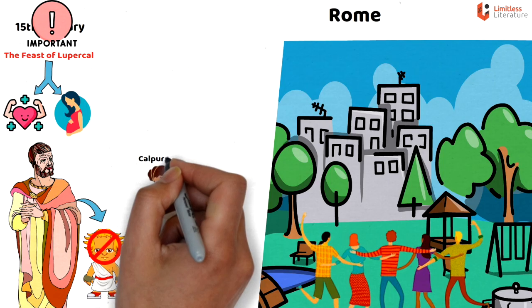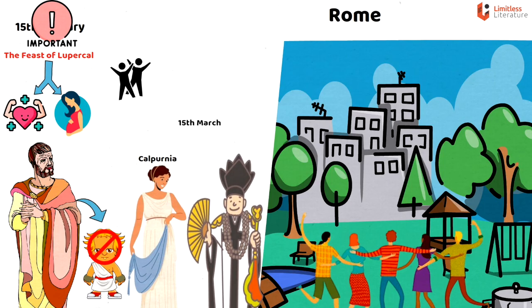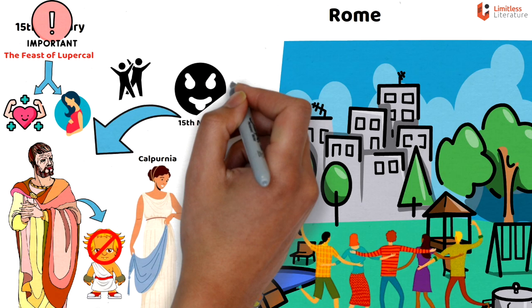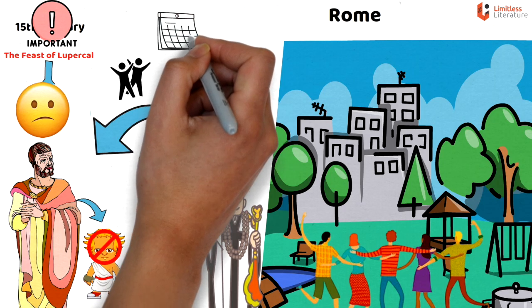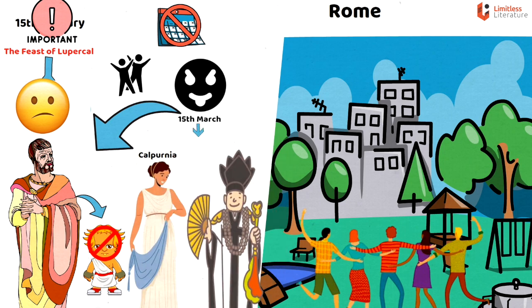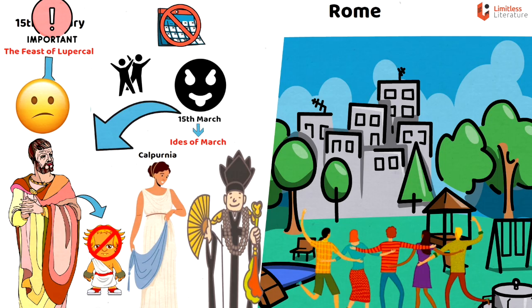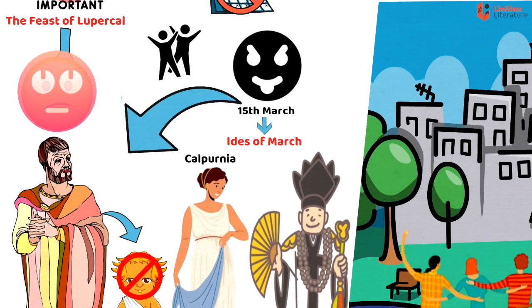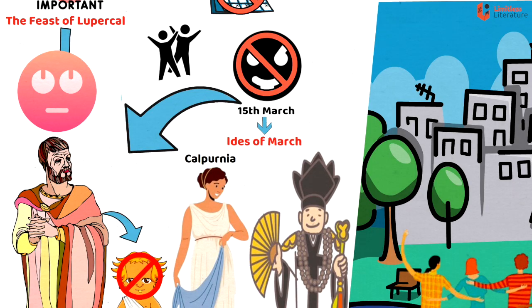Calpurnia. So while they are enjoying the party, a fortune teller appears and says that something bad will happen to Caesar on March 15th. You might be confused about how this day, 15th March, came from. At that time there were no calendars. So that 15th March is also known as Ides of March. So here the fortune teller says that something bad is going to happen on Ides of March, but Caesar ignored him.